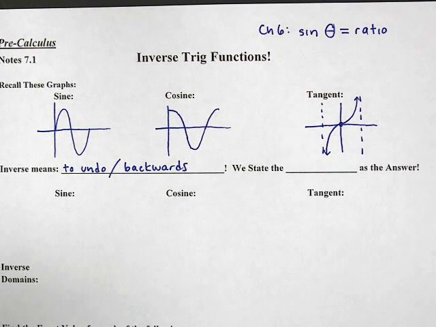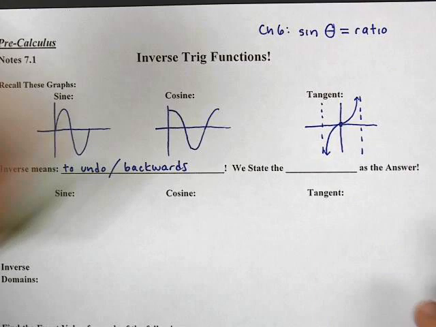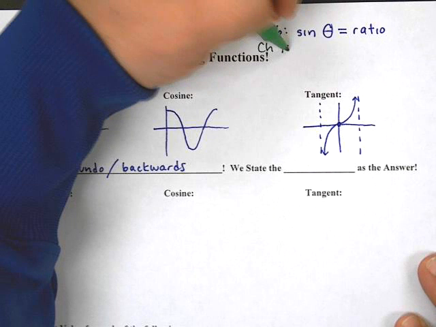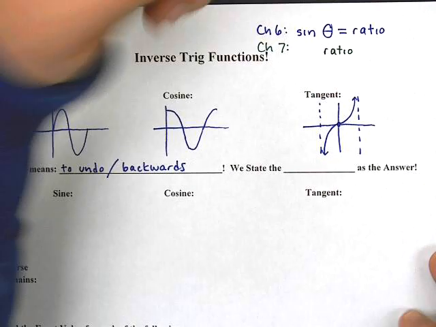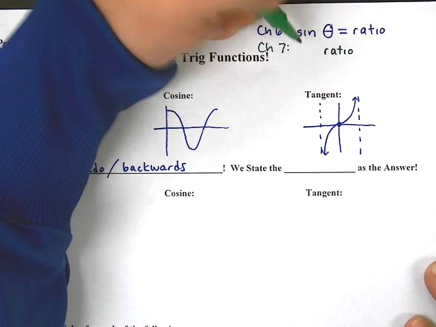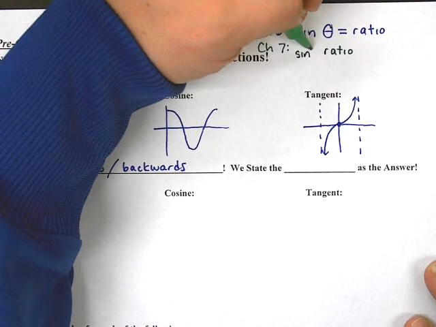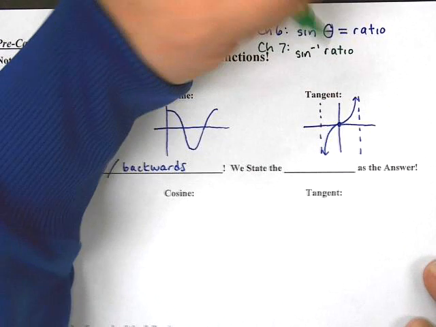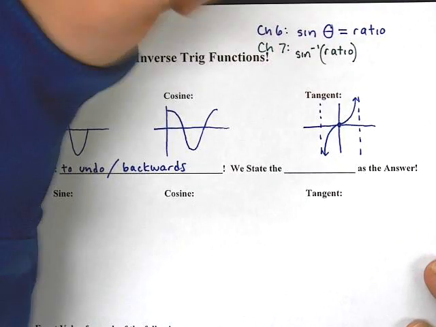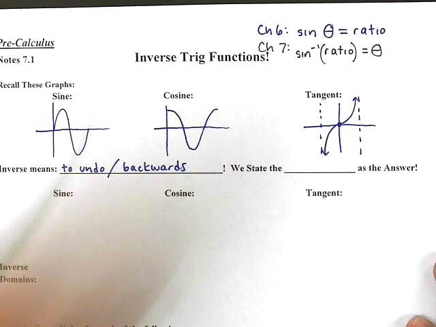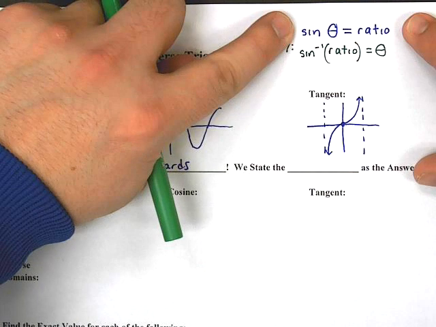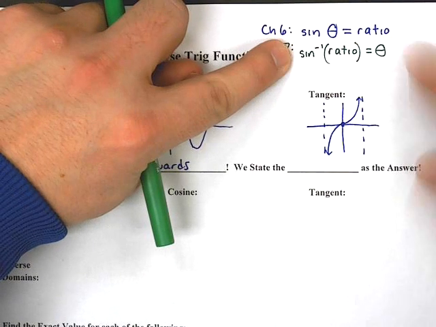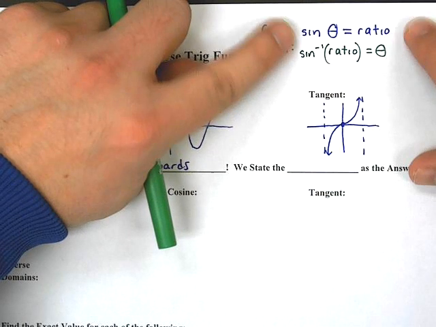Now what we're going to get into for Chapter 7 thinking is I'm going to give you the ratio. You're going to have to take maybe the inverse sine, and we show that with a -1, of that ratio, and you're going to get back the angle. So this is what we know already. This is what we're learning. But these things go hand in hand with each other.